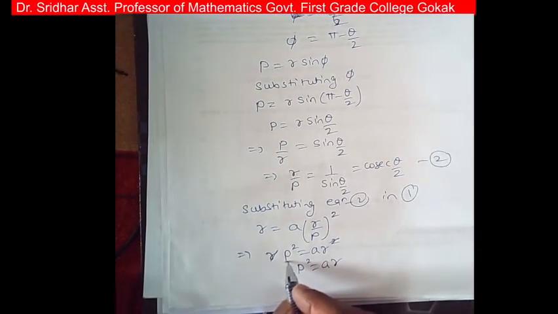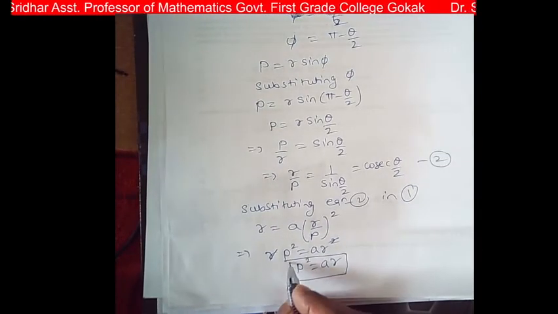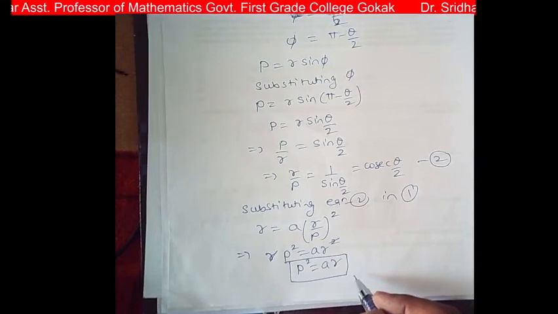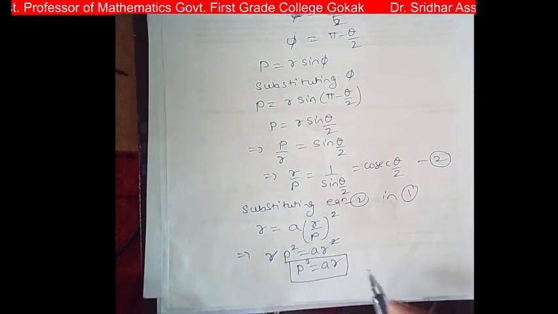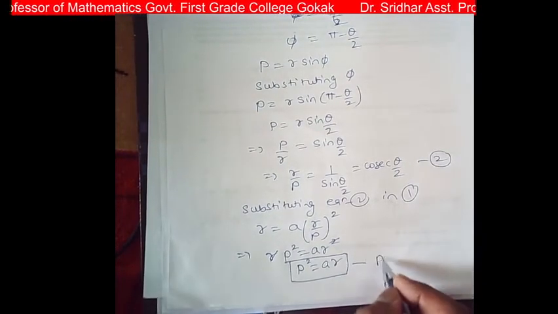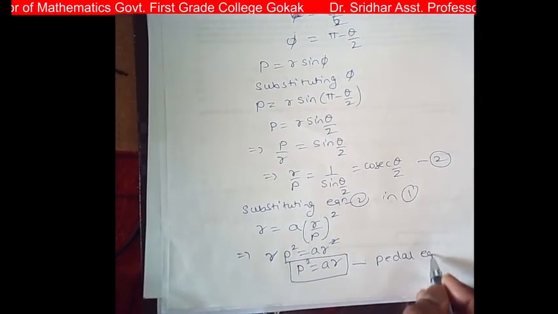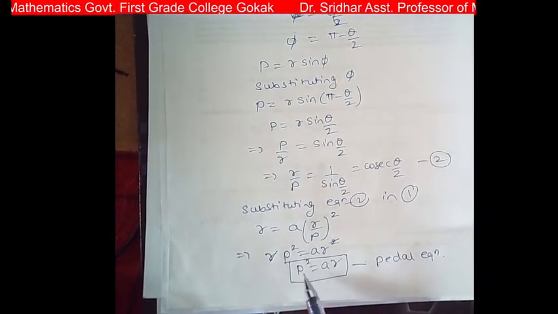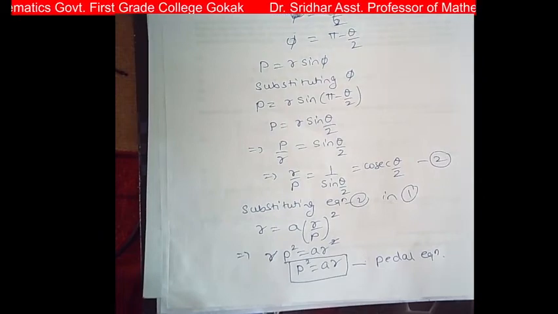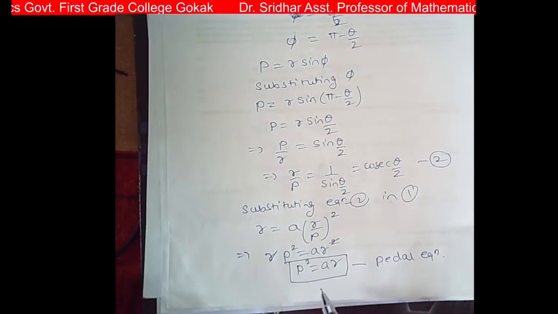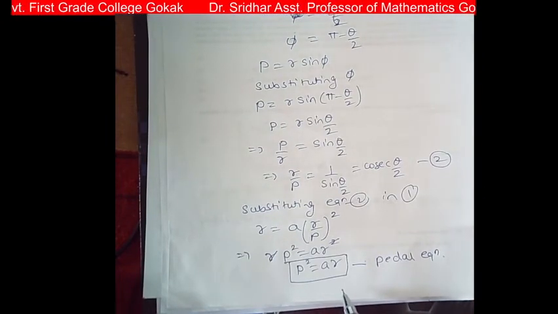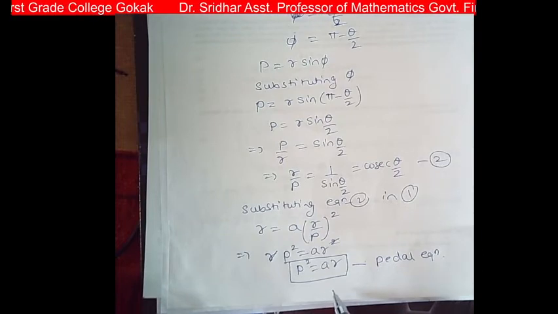So P square is equal to AR, which is the required pedal equation for the given curve. This is the pedal equation, which is in terms of P and R, and it does not contain any trigonometric functions, sin theta, cos theta or tan theta.